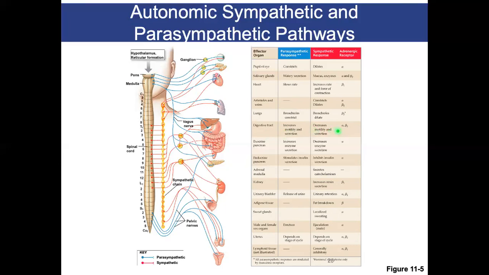And then it covers the receptor types. Once we get to the end of the PowerPoint, I'm going to go over heart and digestive tract again. Those are the two that I want you to know for this exam. Take a look at the lungs. In the lungs, the sympathetic nervous system causes the bronchioles to dilate via beta-2 adrenergic receptors. And the parasympathetic causes the bronchioles to constrict.